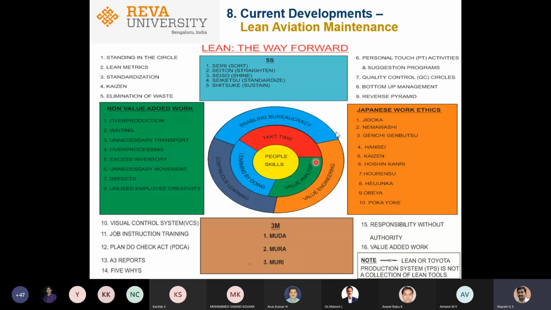What are the main reasons for increasing non-value added times? Like waiting is non-value added work. Because of the non-value added work, the non-value added time is more. So the waiting time for spare parts, tools, testers, ground equipment.